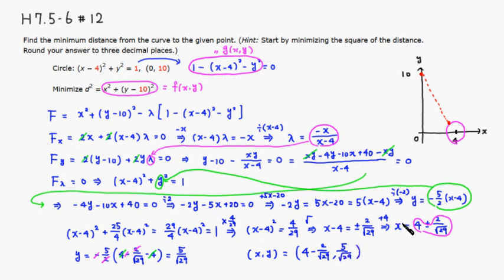Alright, then all we have to do to find the distance is plug this into this expression: D is equal to the square root of x squared plus (y minus 10) squared. Just plug this guy in here, square that, plug this guy in, square that. You can get the distance. I'll let you finish that.